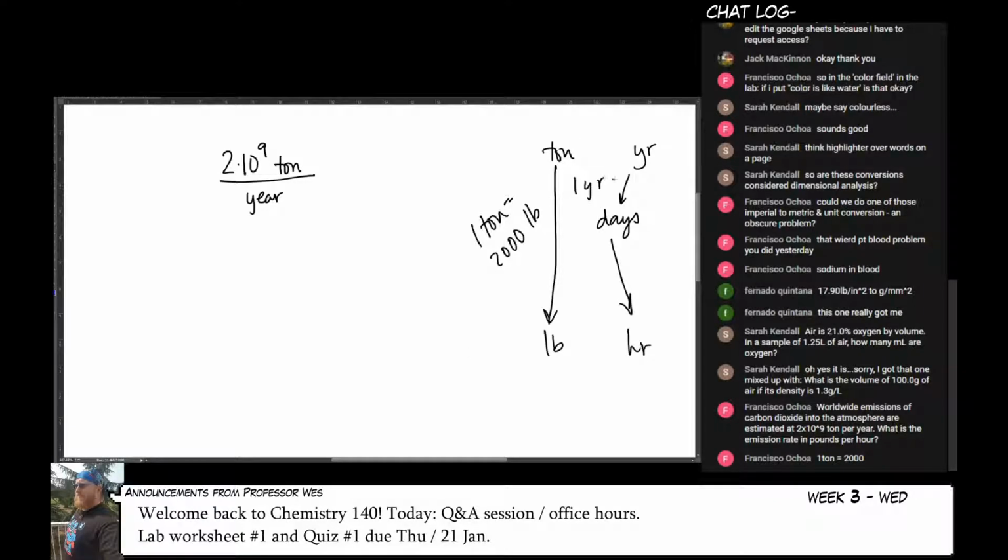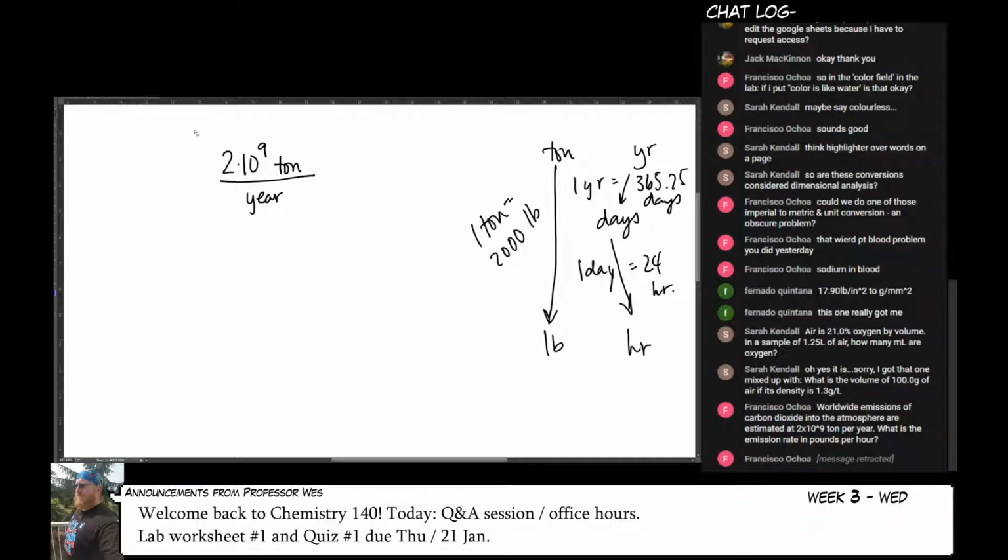1 year is 365.25 days. Since we don't know if it's leap year or not, we'll just take the average. And then 1 day is 24 hours.